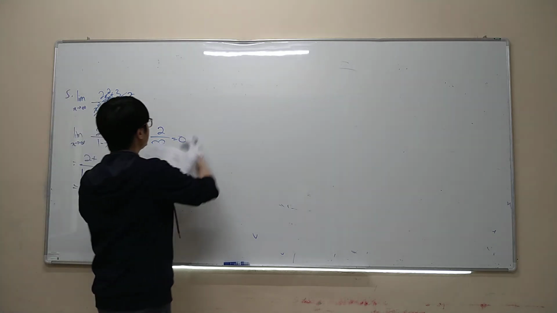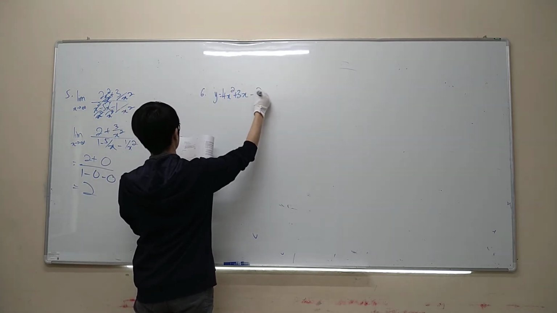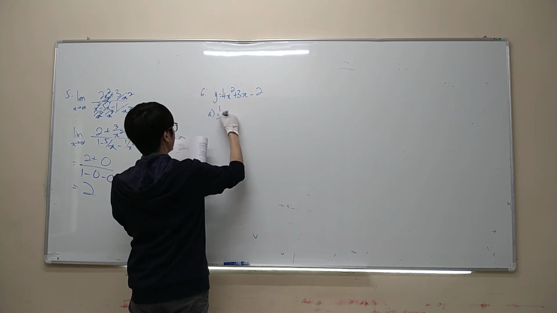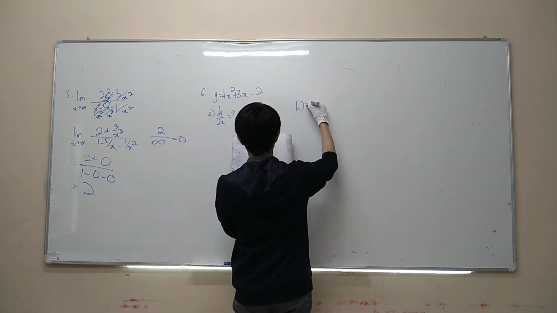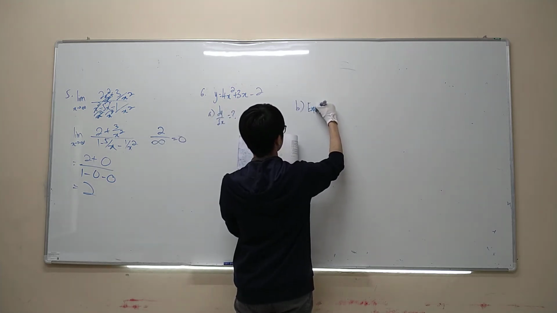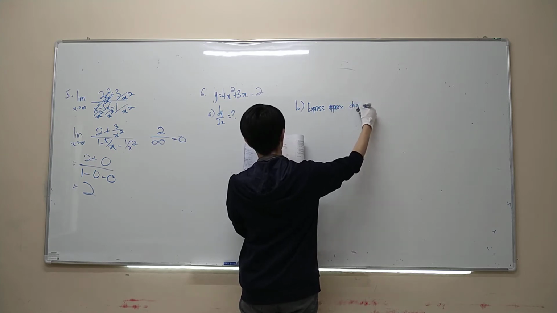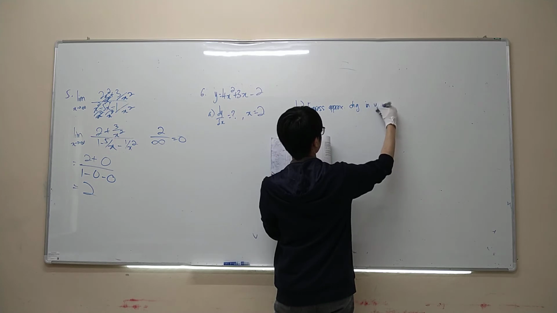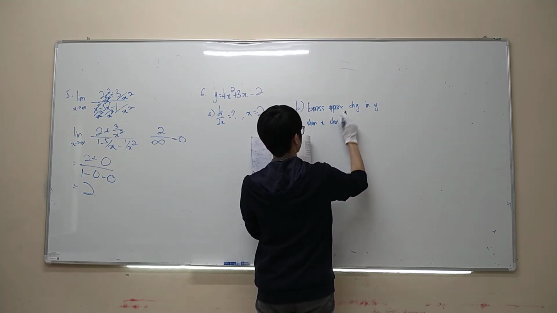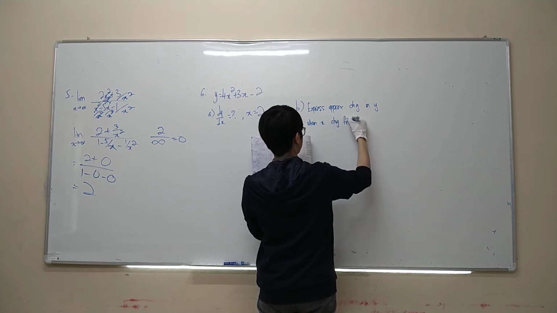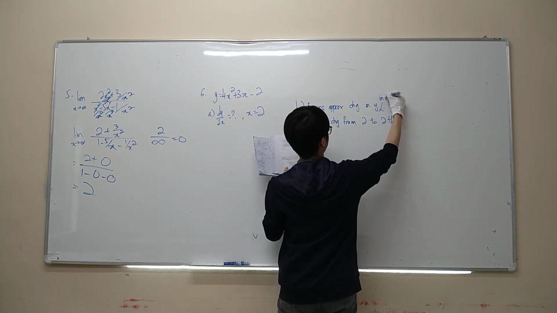Number 6, it is given that y equals to 4x squared plus 3x minus 2. A, find the value of dy/dx when x equals to 2. B, express the approximate change in y when x changes from 2 to 2 plus k, in terms of k.